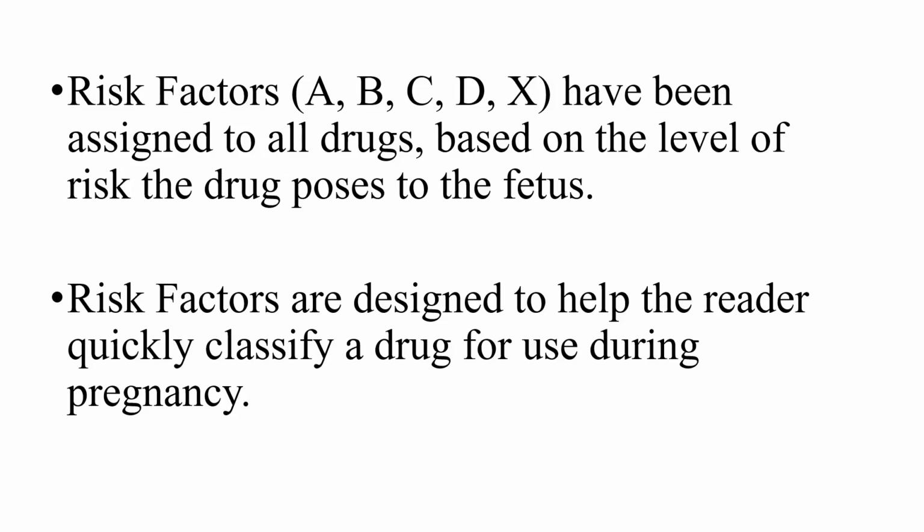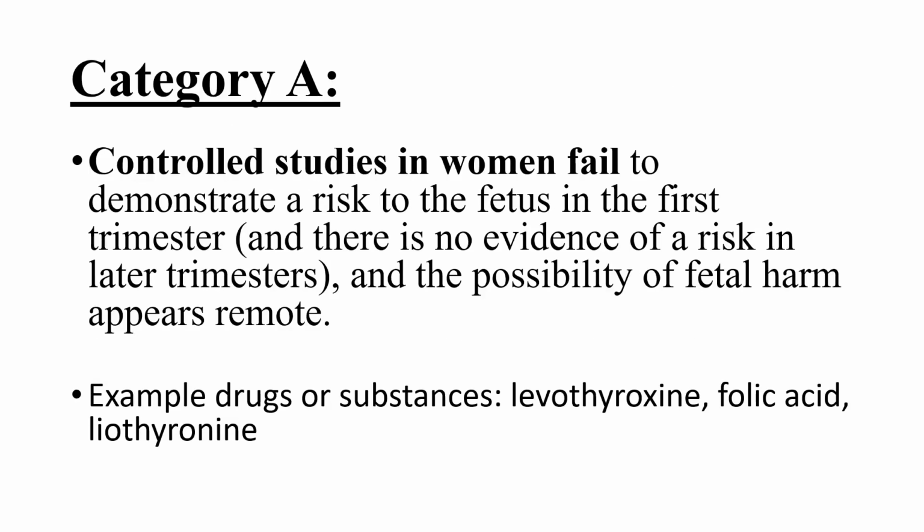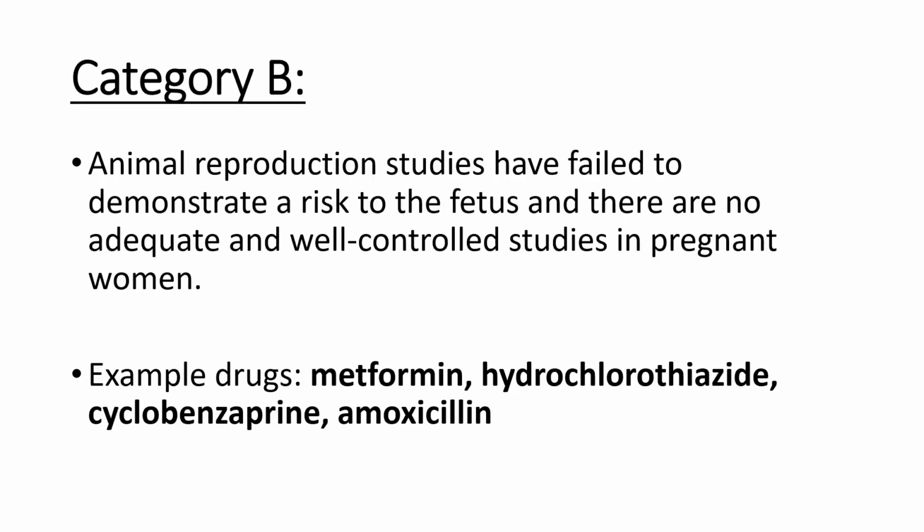So there are multiple categories, A, B, C, D and X, and they are designed to help the reader quickly classify a drug for use during pregnancy. In category A, controlled studies in women failed to demonstrate a risk to the fetus in the first trimester. Examples of the drugs or substances include levothyroxine, folic acid and liothyronine.